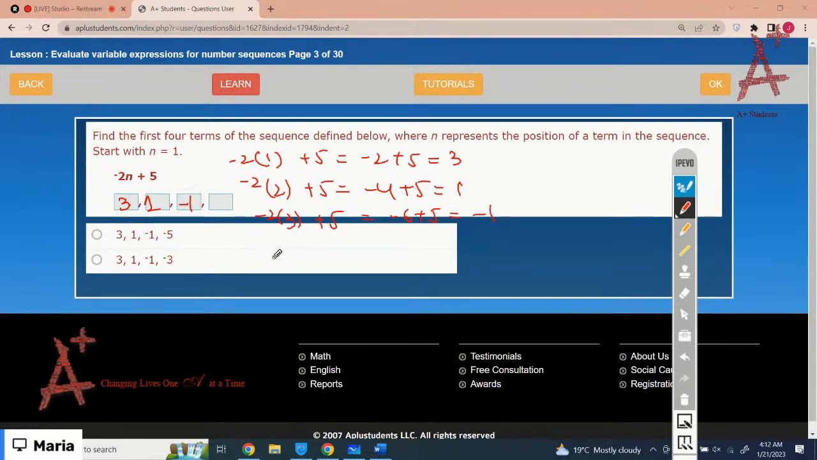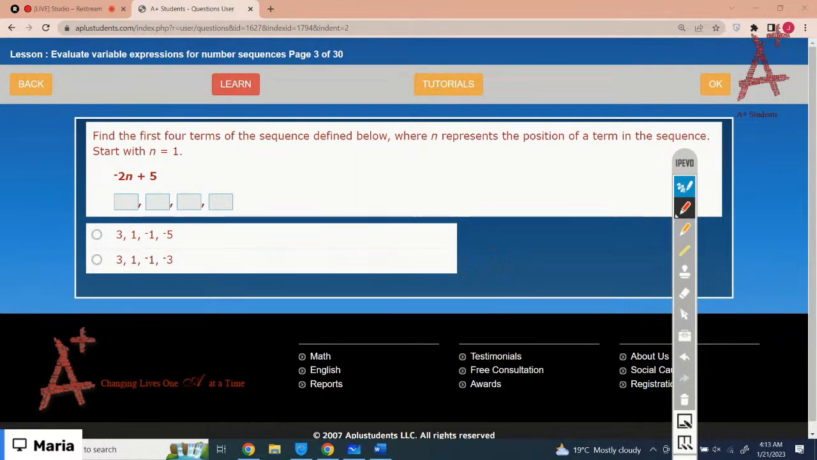Got it? Then for the fourth one, replace the n with 4. It would be negative 2 times 4, which is negative 8, and negative 8 plus 5 is minus 3. Got it? So that would be the second option: 3, 1, minus 1, and minus 3. Got it? That would be the second one.